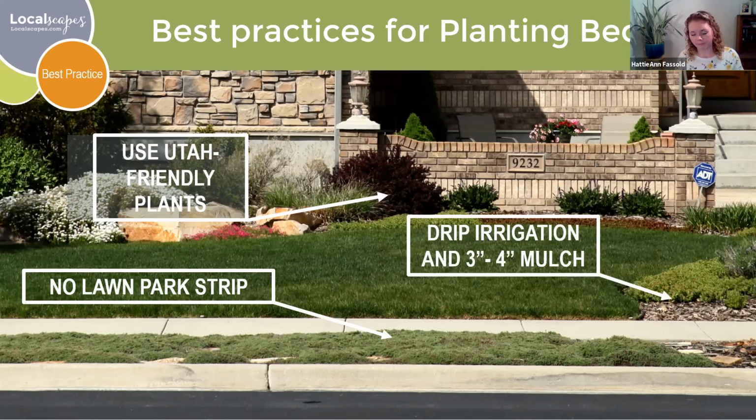Drip irrigation in your plant beds. So no spray in your plant beds. It's all drip irrigation. And then adding 3 to 4 inches of mulch is something that's pretty smart to do.